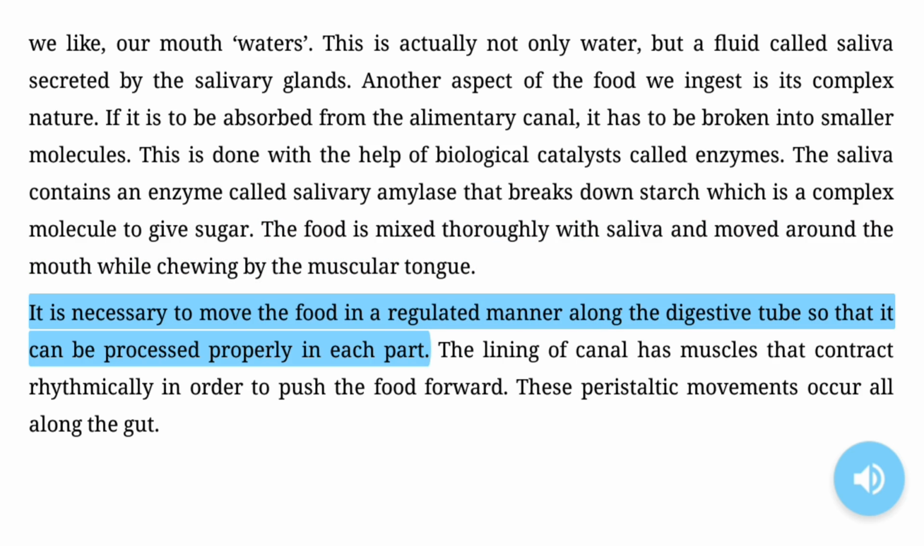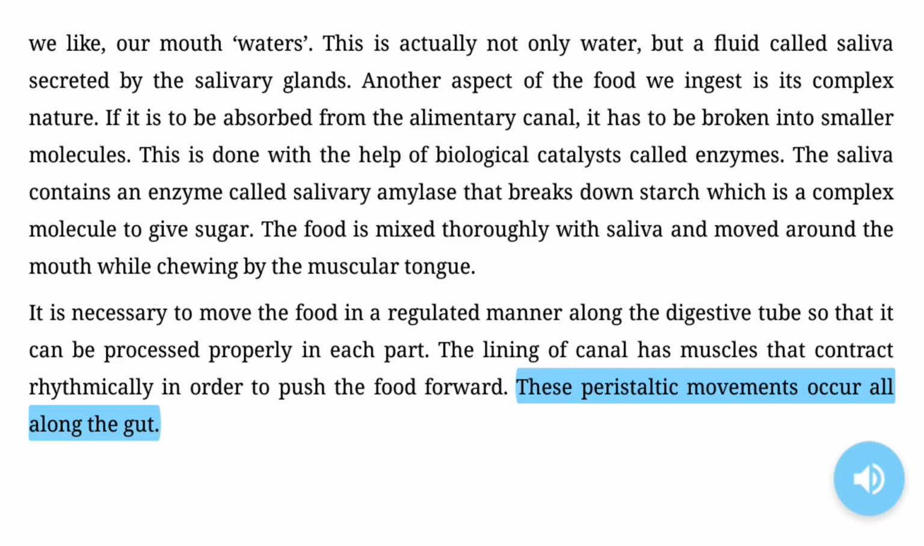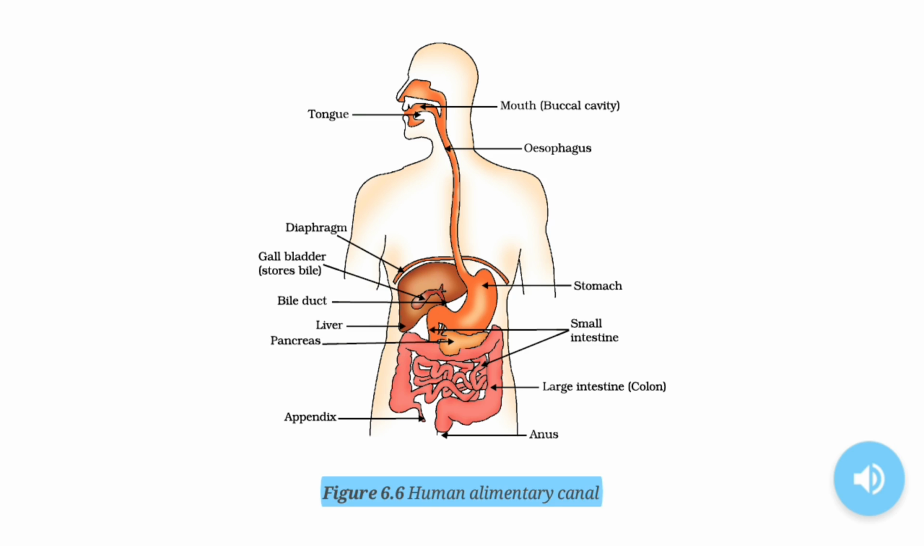It is necessary to move the food in a regulated manner along the digestive tube so that it can be processed properly in each part. The lining of canal has muscles that contract rhythmically in order to push the food forward. These peristaltic movements occur all along the gut. Figure 6.6 Human alimentary canal.